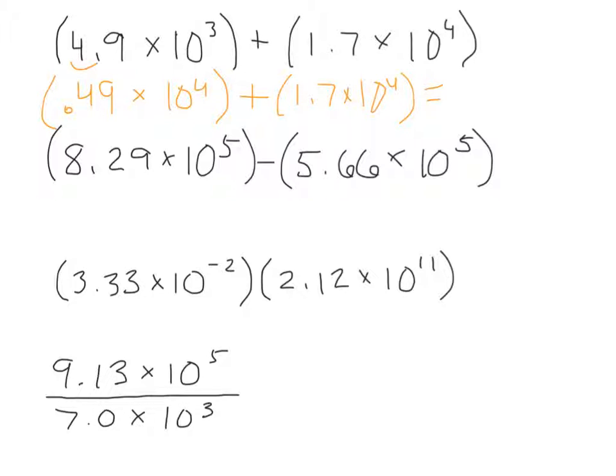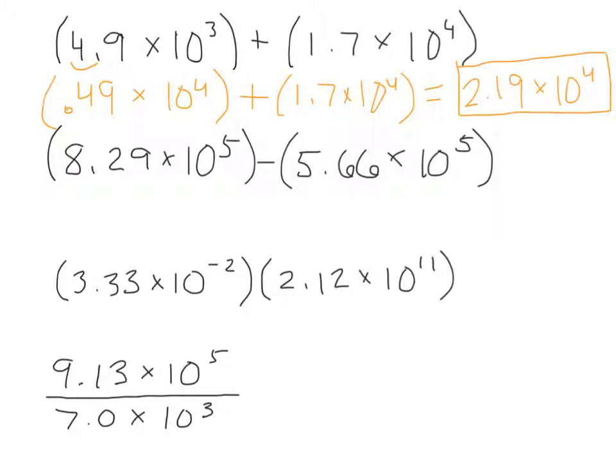And here's the beauty of this, very, very simple. All I have to do in my calculator is the 0.49 plus 1.7. And I can do it in my head. I just want to double check and make sure I'm not giving you the wrong answer. That gives me 2.19 times 10 to the fourth. So when you're adding or subtracting, your 10 with your exponent stays the same.